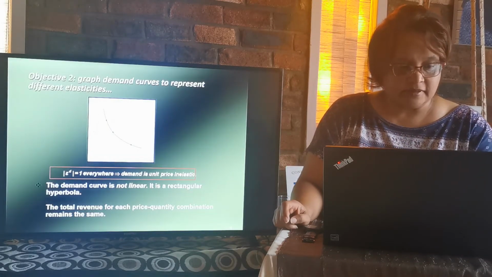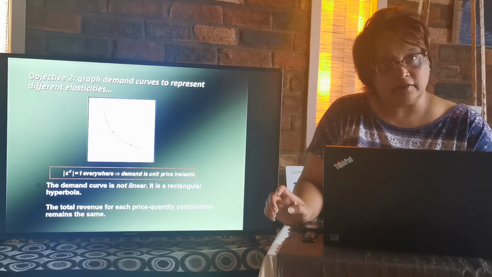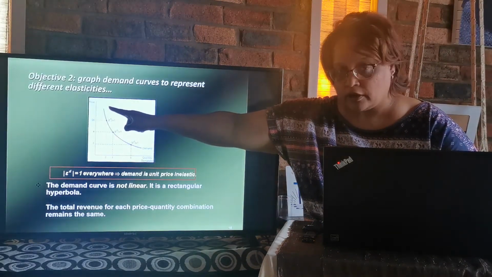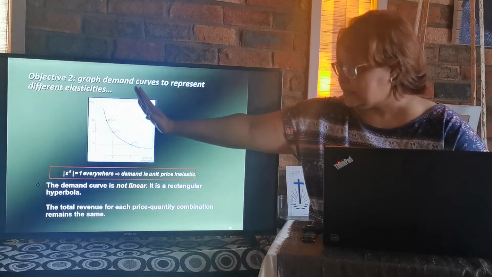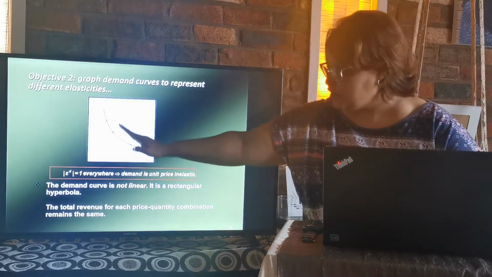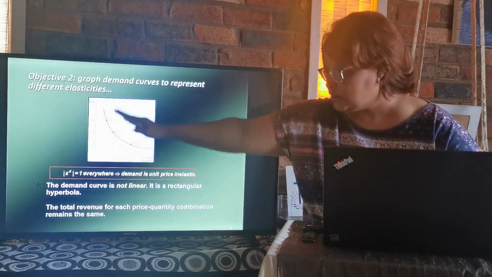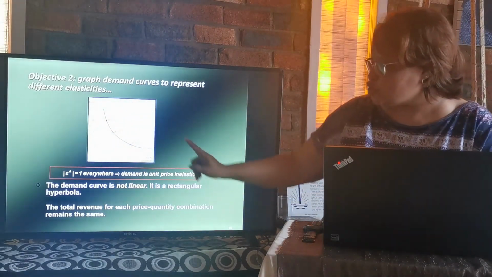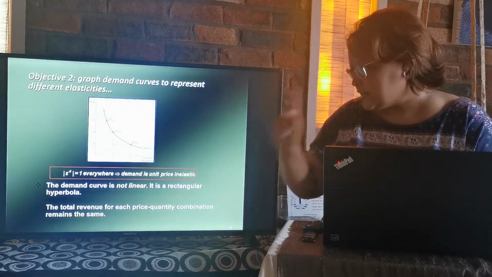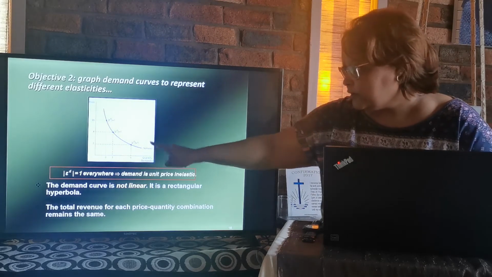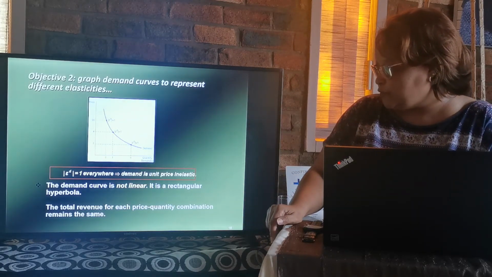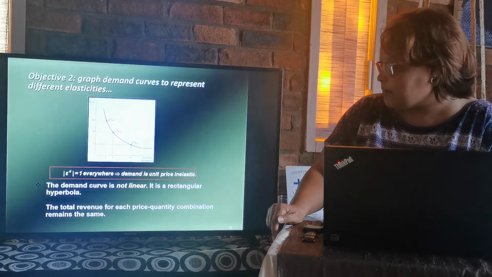On this one, the demand curve is not linear. Remember what I said about the slope. It stretches from the top left corner to the right corner, and it's a linear slope. However, this elasticity is very responsive to what is happening within the market. The demand curve is not linear. It's not a straight line. It is a rectangular hyperbola. So it will go like a little curve there, and the total revenue for each price quantity combination remains the same.